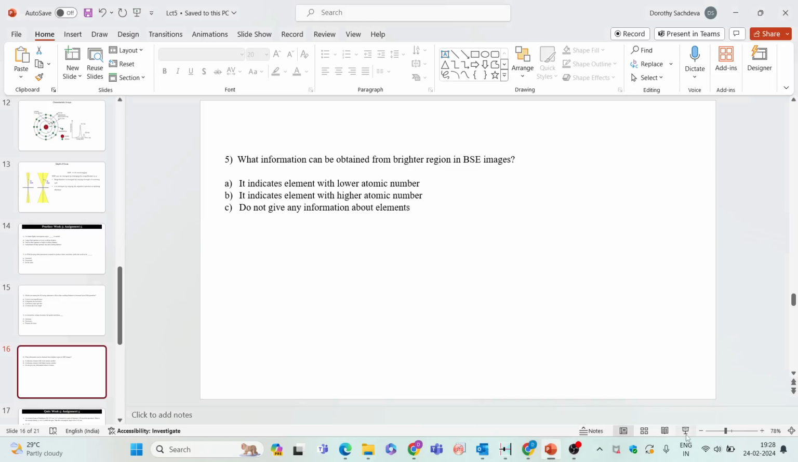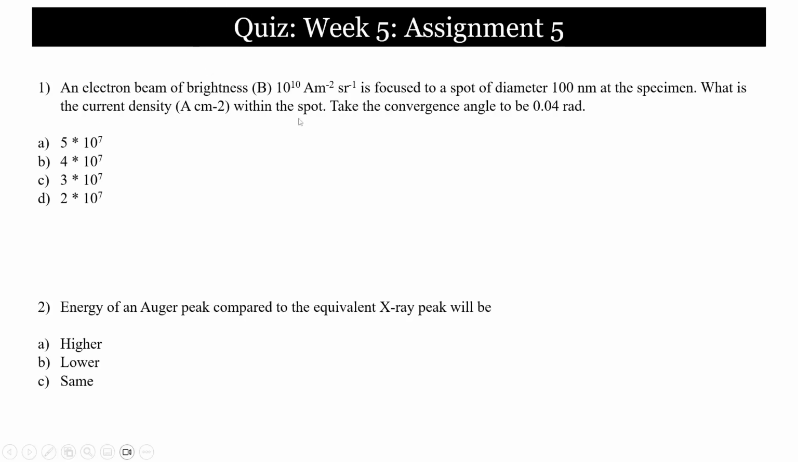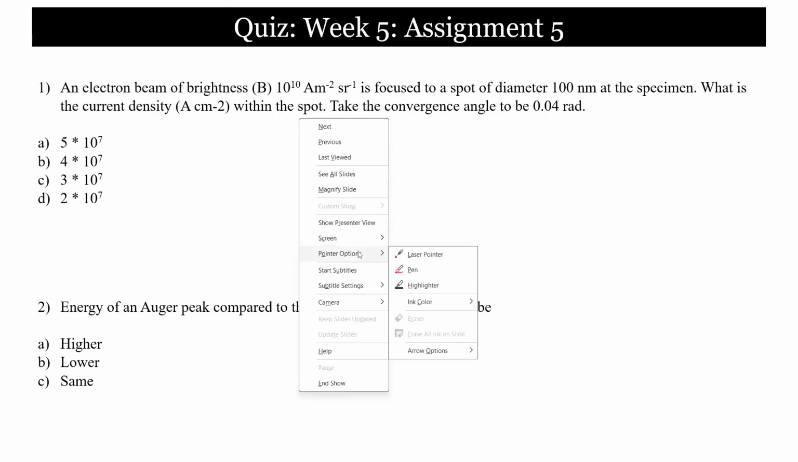Yeah. For brighter region, it will have a higher atomic number. So option B is the correct one. These are all the things we are discussing about the backscattered electron in our whole class. So if you are able to answer this question, that means you are listening in the class. Then we'll move towards the quiz of this week.